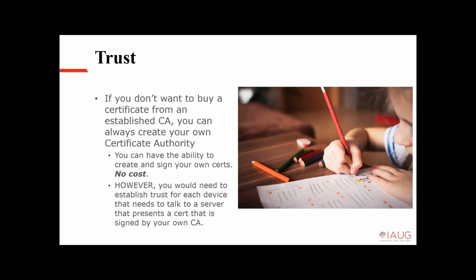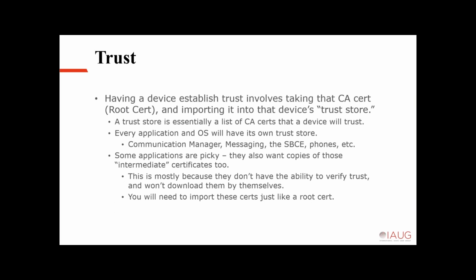So if you don't want to buy your own certificate from an established certificate authority, so you don't want to pay $10 for every single voice over IP phone that you have per year just to have information flowing back and forth, you can actually create your own security certificate authority. You have the ability to create and sign your own security certificates at no cost. You have to run some software to do that. However, you would need to establish trust for each device that needs to talk to the server and present that cert as signed by your CA. So essentially, you need to somehow figure out how to establish trust between the certificate authority and whatever you're using to access your systems.